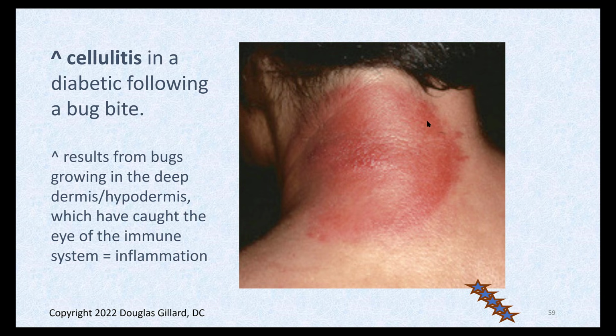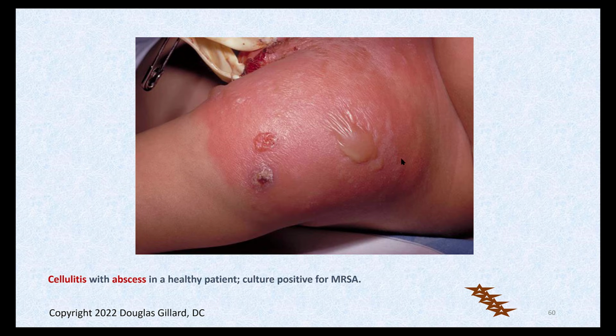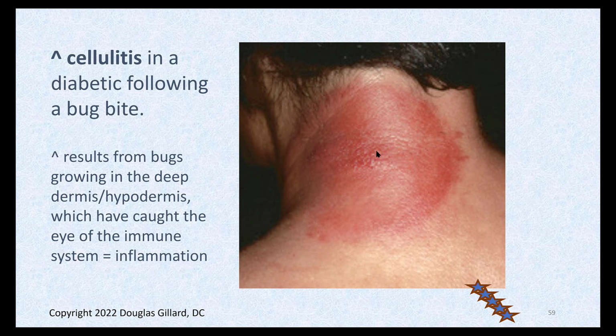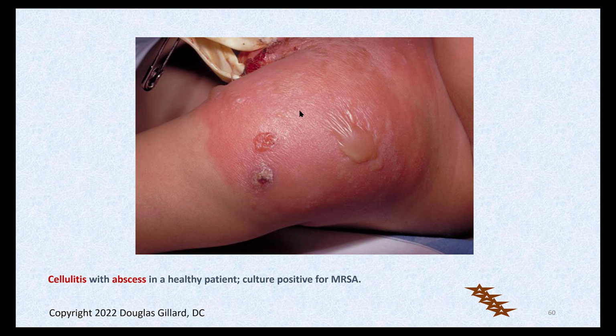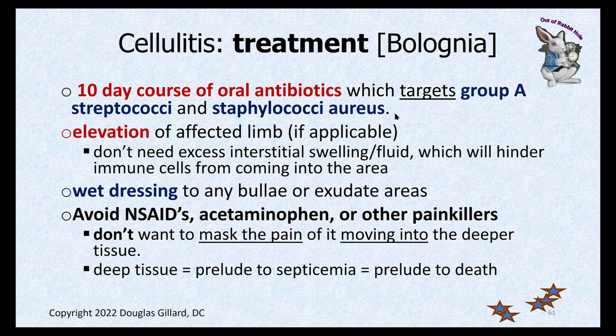There's a diabetic who got a simple bug bite, and the bugs got into the lymph system and spread out. They moved out of the lymph system into the subcutaneous tissue and now have gotten into the dermis, and you can see the wicked inflammation that's going on here. Same thing here, only this time we have pockets of bug parties where bugs are breeding and horrible destructive inflammation is occurring in these spots, and that's an abscess.